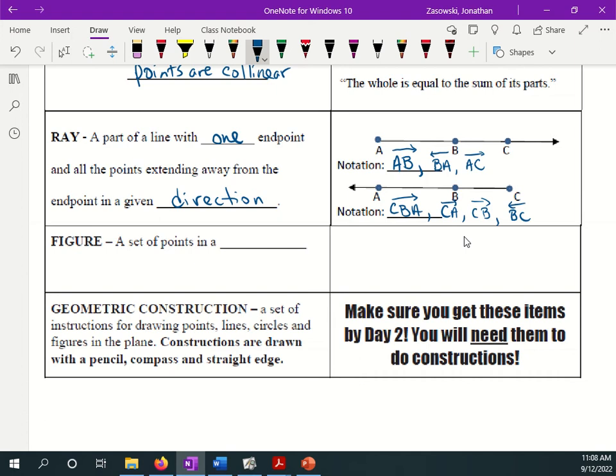All right. A figure, I'm not going to get too caught up on that, is just a set of points in a plane. So if you can draw me any shape you want, right? So pick a shape, Trenia. Square it is.